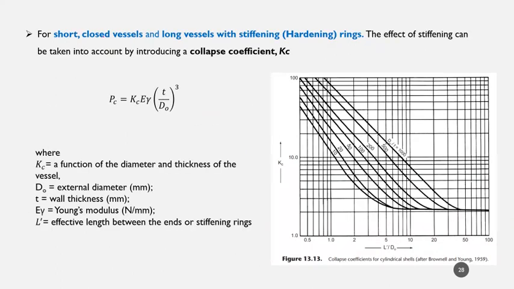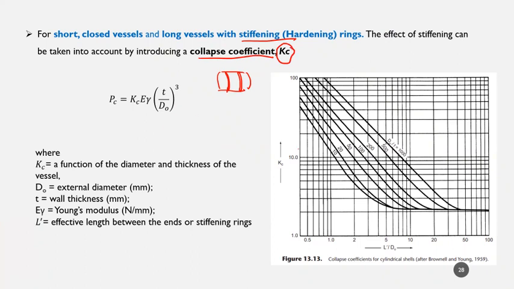Okay, for short closed vessels and long vessels with stiffening. Stiffening is another support that we have for the long vessel and the closed vessel to support the vessel which is subjected to the external pressure. It can protect the vessel from any collapse. So the effect of stiffening can be taken into account by introducing the collapse coefficient, denoted by Kc.